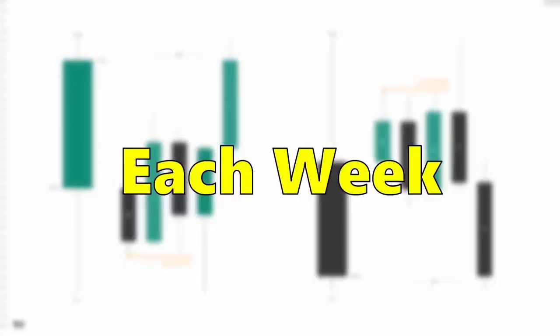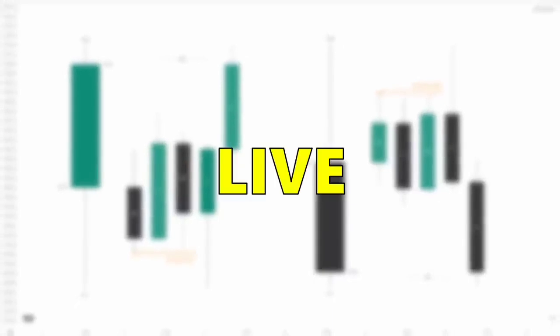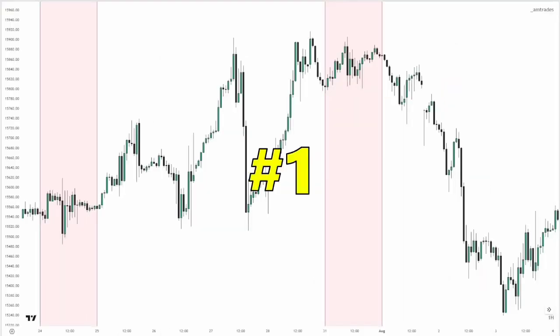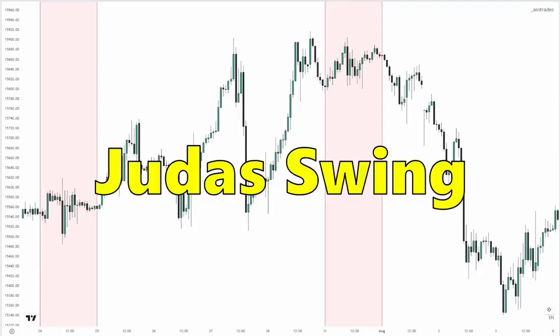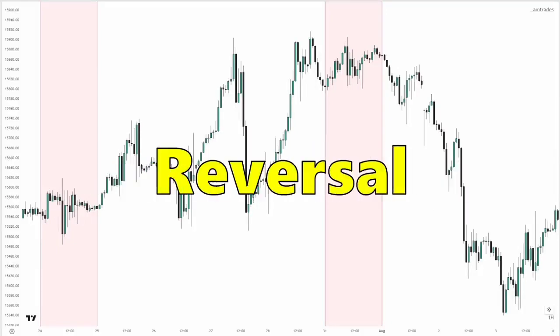we can go over the actual protocol that you can follow each week to apply this in a market that's trading live. The first step of the protocol, and one of the most important, is to avoid trading on Mondays. Under the 3 profiles I previously mentioned, Monday is never an expansion day. It is only ever a Judas swing, a consolidation, or a reversal.